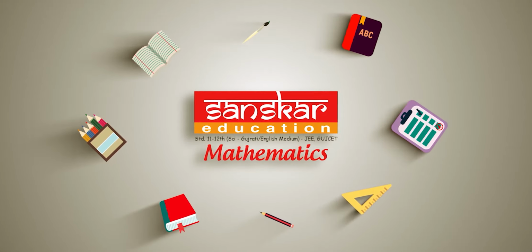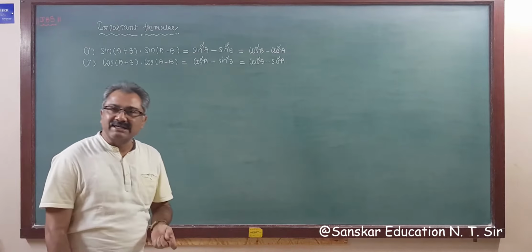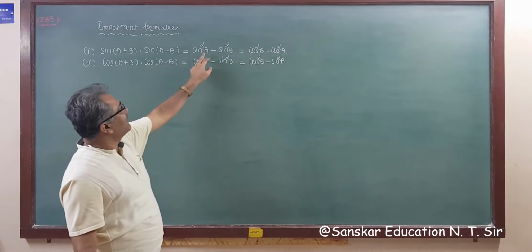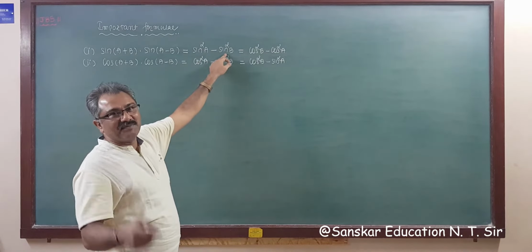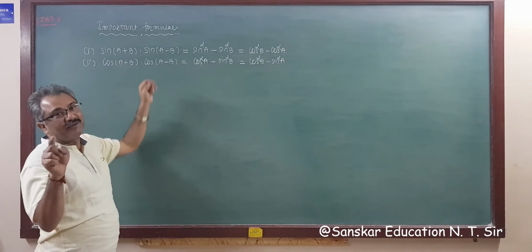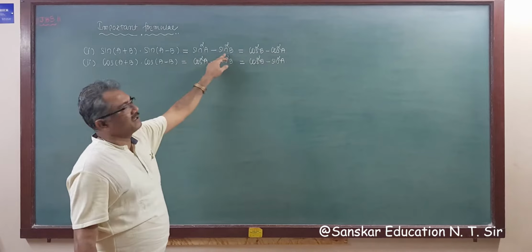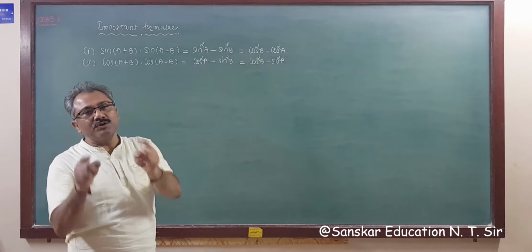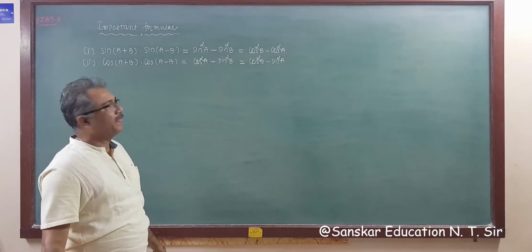Another important formula here is again a set of two. First is sin(a+b) into sin(a-b) is equal to sin²a minus sin²b. Just like a² minus b² is (a minus b)(a plus b), but here we have to add the sine function. So sin(a+b) into sin(a-b), right?